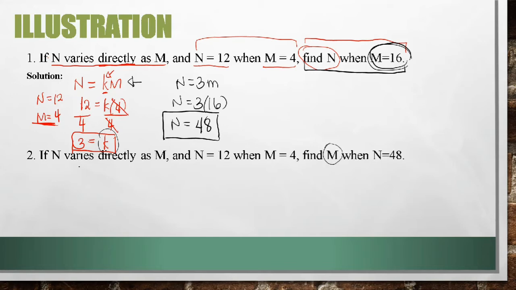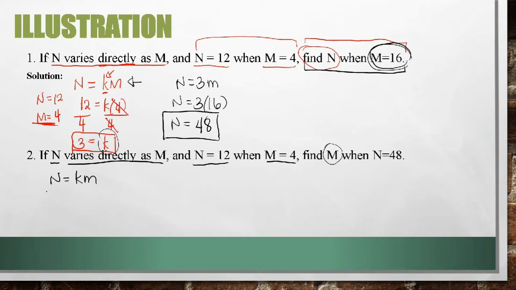So let's have this one. N varies directly as m. Therefore, the formula is n is equal to the constant of variation multiplied by m, and find the constant of variation, which is k. Therefore, we will substitute the value of n and m. So, isa-substitute lang natin yung n and m natin.